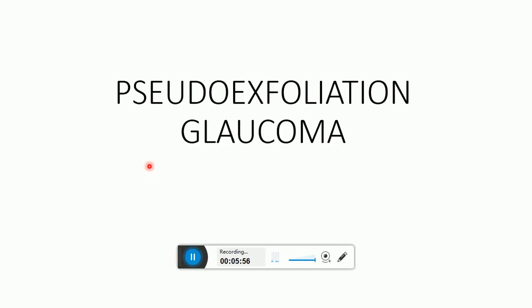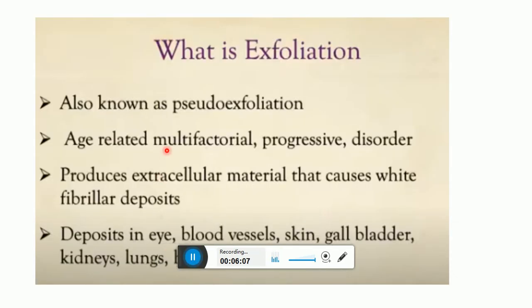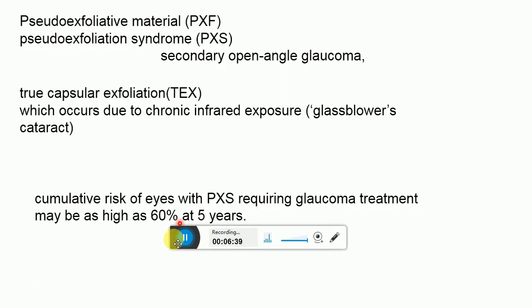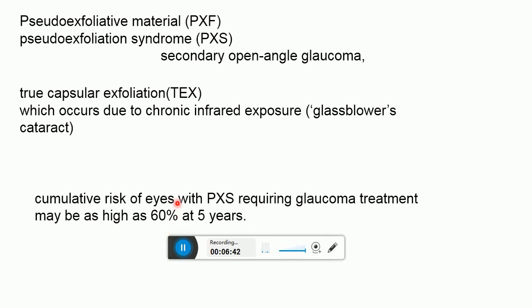Pseudoexfoliation glaucoma or pseudoexfoliation syndrome. Pseudoexfoliation syndrome is actually an ocular manifestation of a systemic disorder, and it is the commonest cause of secondary open angle glaucoma. It is an age-related multifactorial progressive disorder. There is extracellular material which causes white fibril deposits in the eye, blood vessels, skin, gallbladder, kidney, lungs, and also in the heart and meninges. So it is the commonest cause of secondary open angle glaucoma.